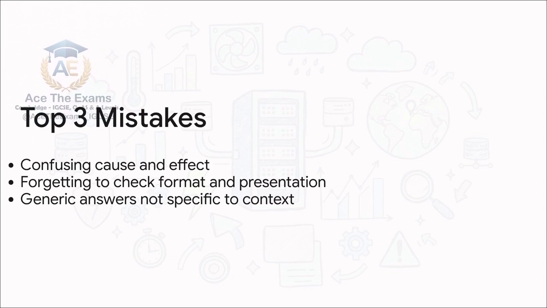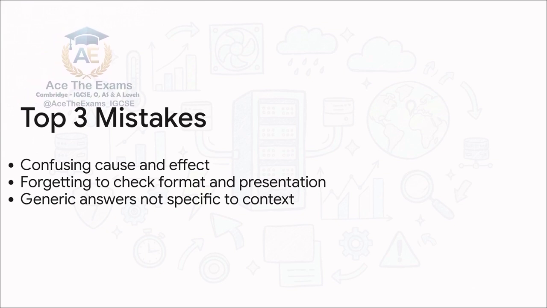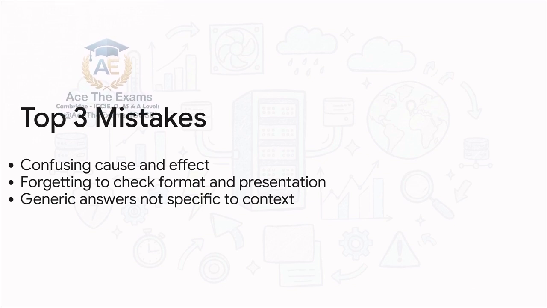Mistake number 1, confusing cause and effect. This happens all the time in environmental monitoring. Did the sudden temperature drop cause the sensor anomaly, or did a mechanical sensor failure cause an inaccurate temperature reading to be logged? You have to be incredibly precise about what is causing what. Mistake number 2, forgetting to check format and presentation. We just covered how vital that is. A messy answer is a low-scoring answer.